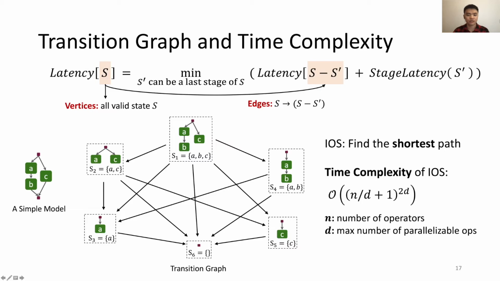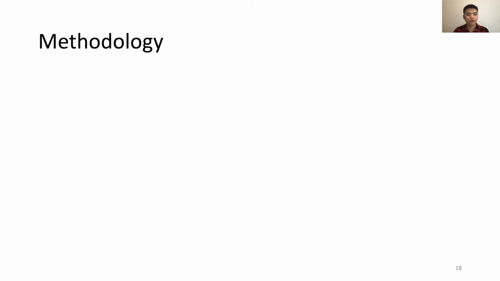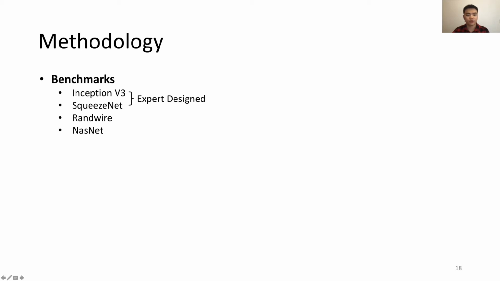Let's have a look at the experiments. We take 4 diverse convolutional neural networks as benchmarks. The first 2 are Inception V3 and SqueezeNet, which are expert-designed networks. The third and fourth are RandWire and NasNet, which are generated by neural architecture search.